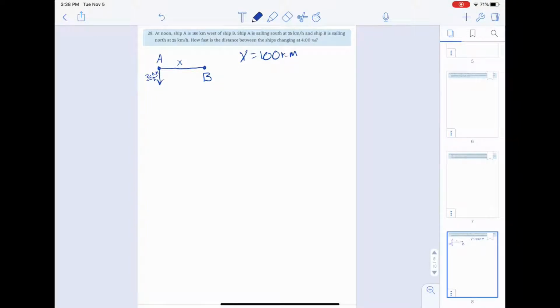And so I'm going to label this C, and so we're going to call this dC over dt equal to 35 kilometers an hour. Then we're going to go over here, and ship B is sailing north at 25 kilometers an hour, and I'm going to call this one Z. So dZ with respect to t is equal to 25 kilometers an hour. And I'm going to label this whole thing Y.